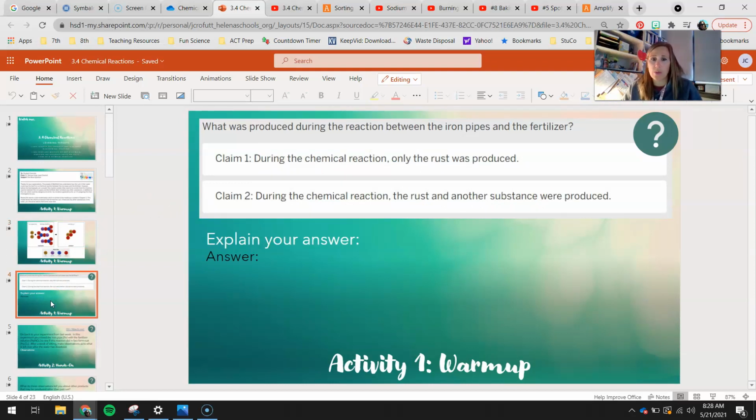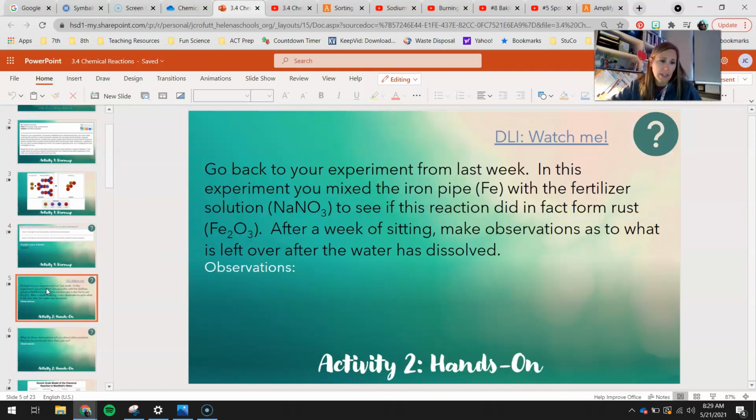What was produced during the reaction between the iron pipes and the fertilizer? So you guys should have used your draw tool to circle either claim 1, during the chemical reaction only the rust was produced, or claim 2, during the chemical reaction the rust and another substance were produced. And then you guys should have explained your answer there. Okay? So go ahead, if you guys haven't already, take a second, pause, finish that up. No more than a minute or 2 to do that, as you guys should have already had it done when you came into class. Okay?